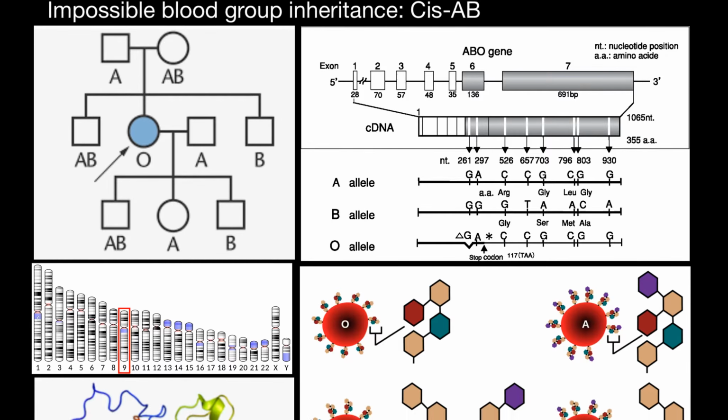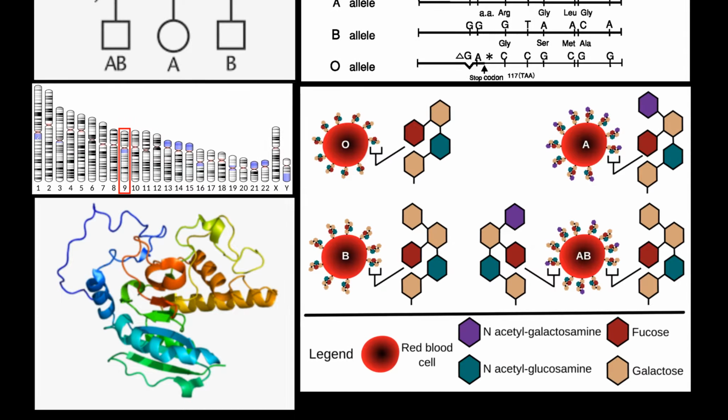And here is how this enzyme looks and what these enzymes do. This enzyme just uses the substrate, which is a polysaccharide, and adds one more sugar. It can add, for example, N-acetylgalactosamine, and then this would be blood group A.